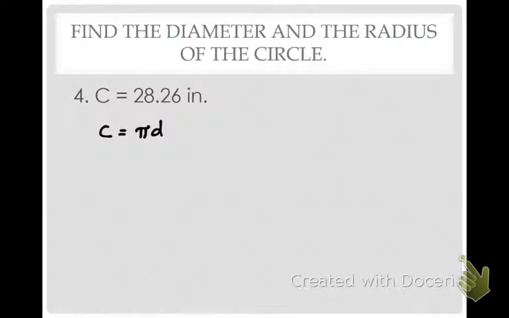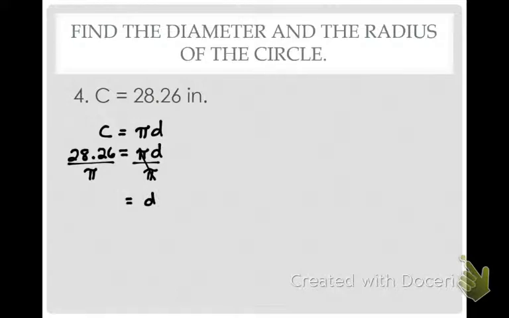All right, do I know my circumference? Yes, what is it? 28.26 inches. Okay, next up, we're just going to keep the pi there. Now remember, pi is representing a number times d. How do I get d by itself? You have to divide by pi. Divide by pi. All right, we know that those two pi's are going to cancel out, and this is going to give us our answer.